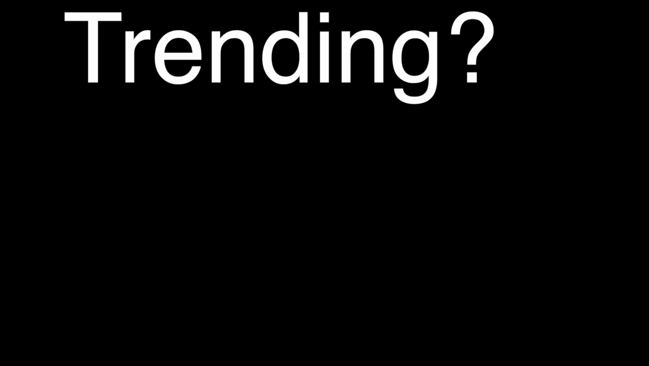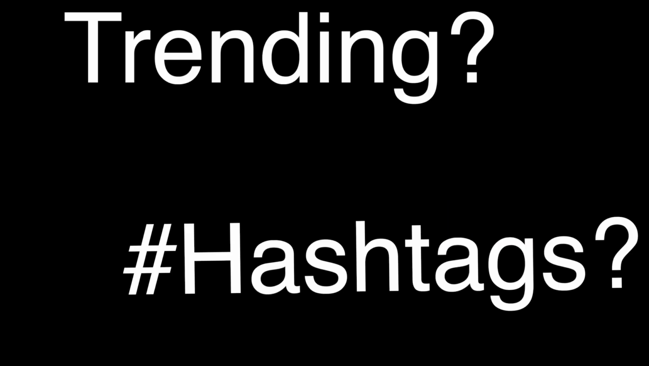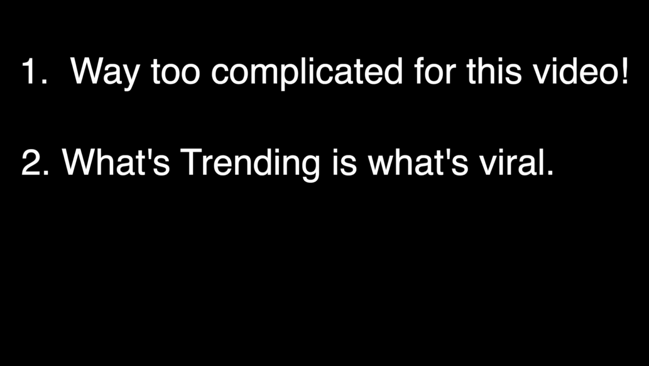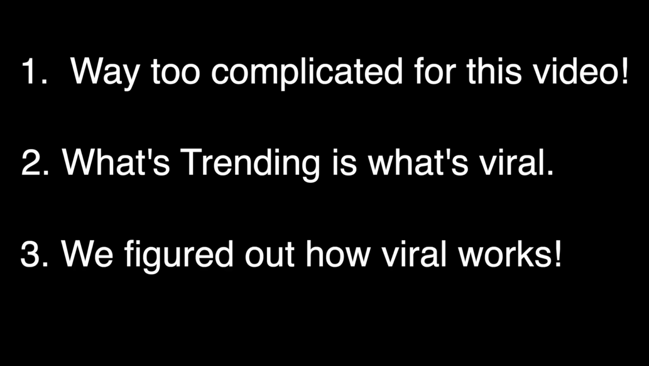Now I know this video is going to be missing some major parts of Twitter, such as the trending section and hashtags, but for a few reasons, I'm not going to go into depth about them in this video. For one, the trending system and the hashtag system are probably deserving of their own videos, and it's outside the scope of this one. Two, what's trending on Twitter is likely largely dependent on what's getting the highest engagement scores and most tweet velocity, which was already explained in this one, so I don't think I need to go more in depth about that. And three, the purpose of this video was already accomplished.